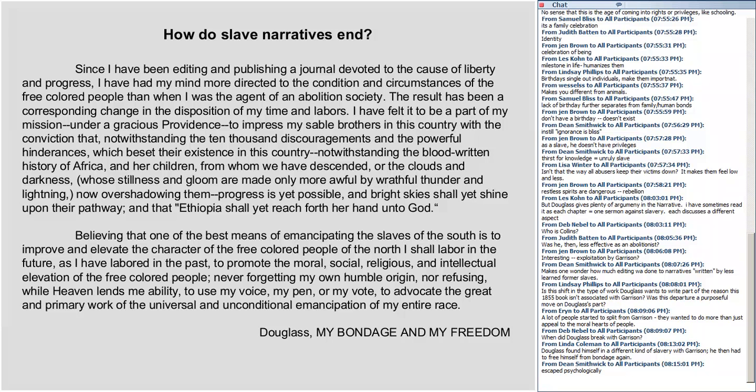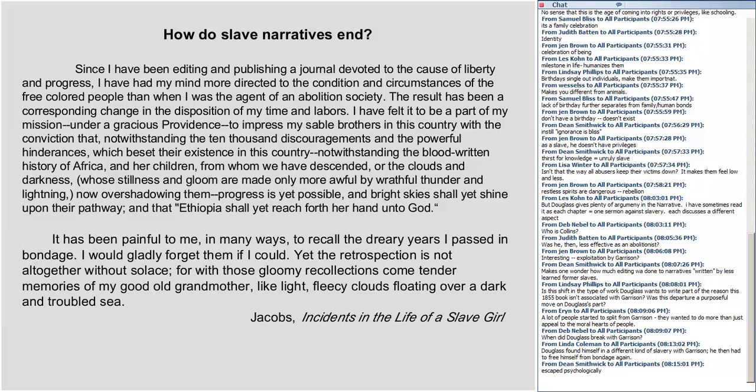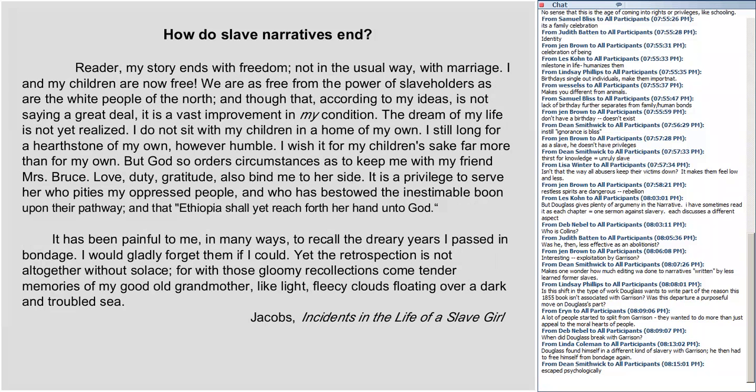When you get to the end of Jacobs's narrative, these are the last two paragraphs in Incidents, and it's very notable that she says, reader, my story ends with freedom, not in the usual way with marriage. Some of you who know some of the popular 19th century fiction by women would know that most of these very popular novels about women's experience would end with marriage. And Jacobs, thus going against the grain, says, my story doesn't end with marriage, it ends with freedom. That's what I want the most. My children and I are now free.